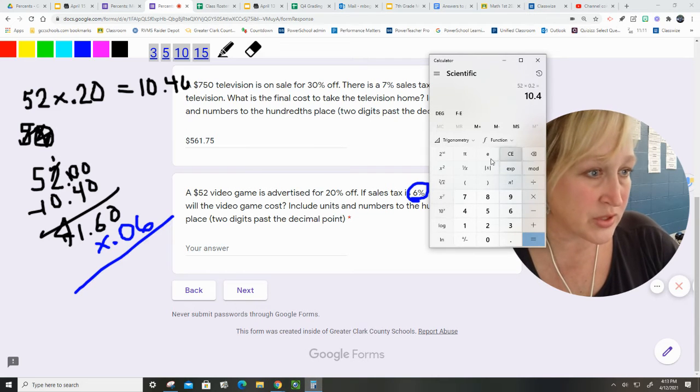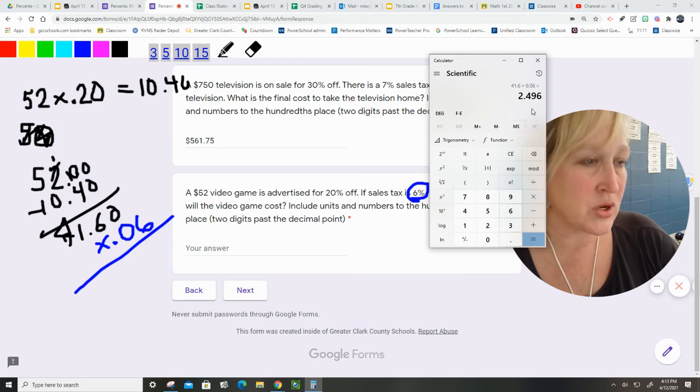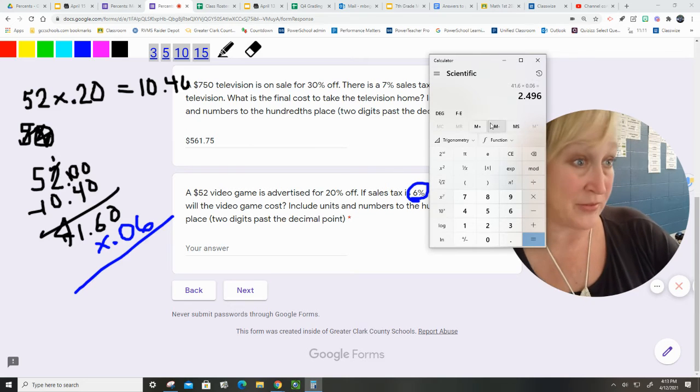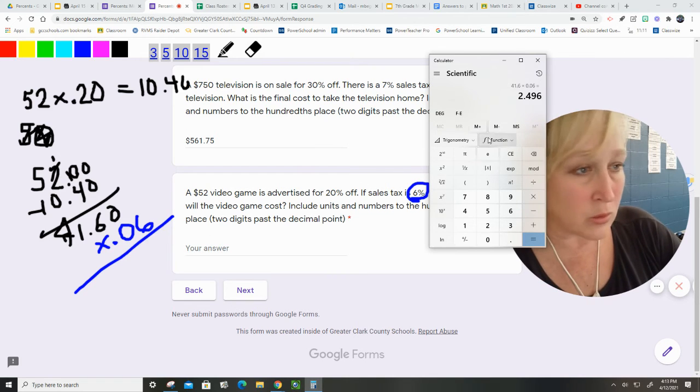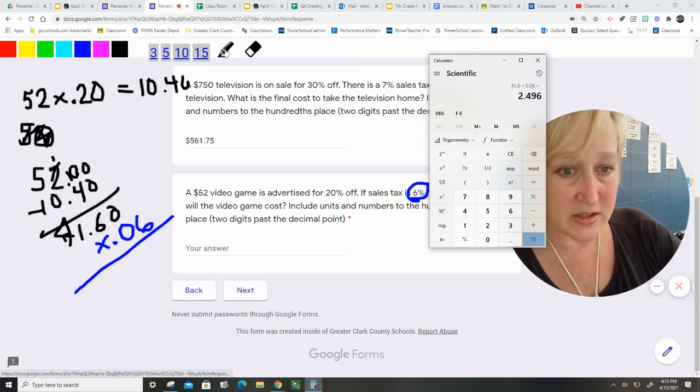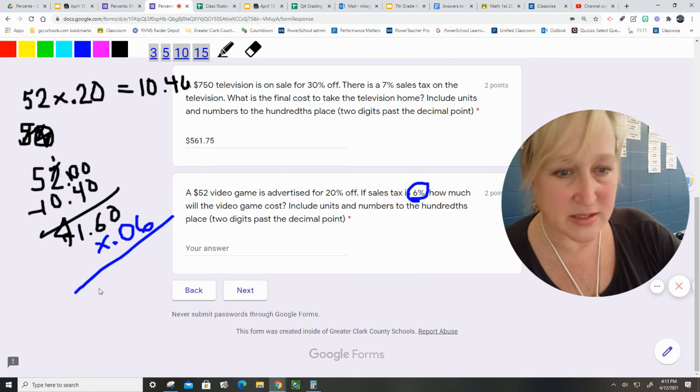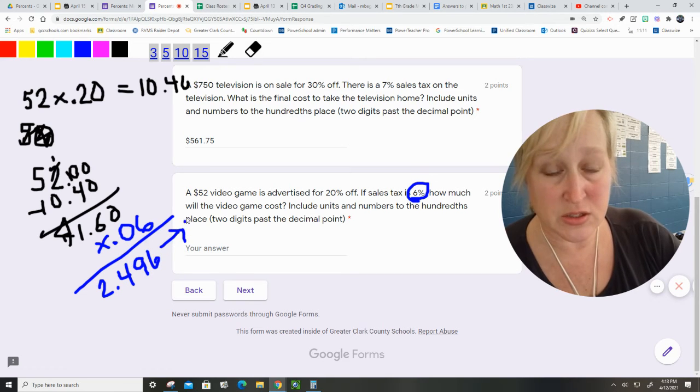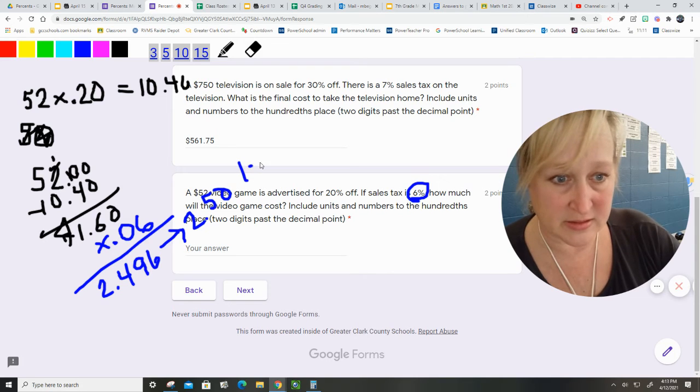41.60 times 0.06 equals 2.496, which is $2.50 tax because I have to round.